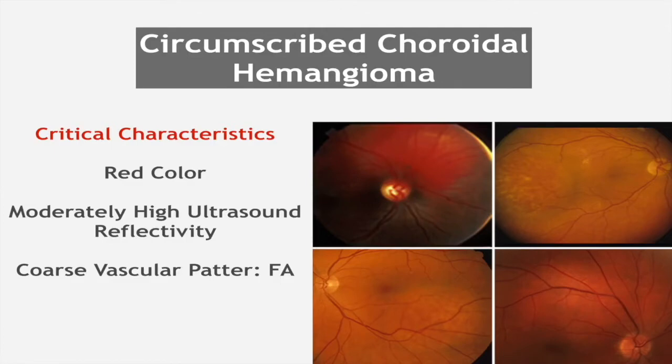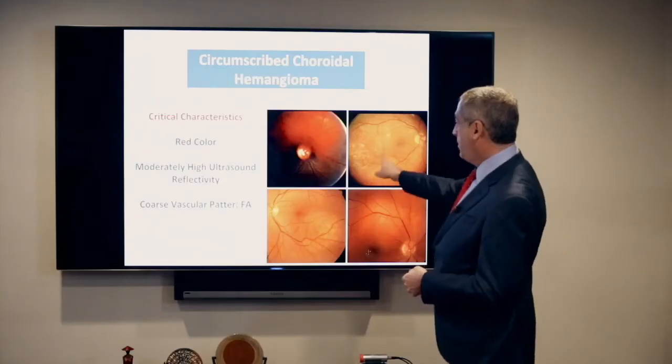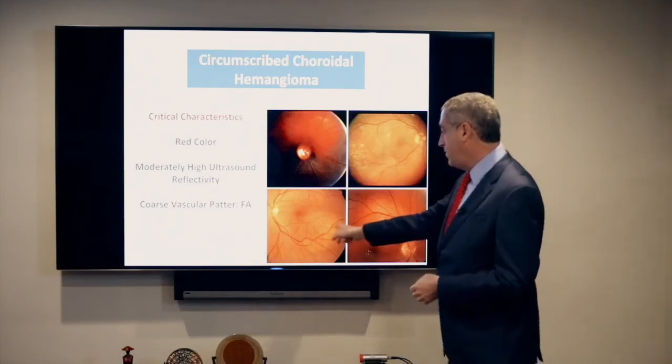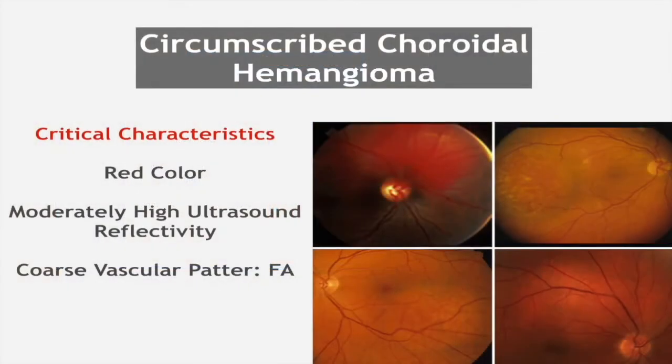So the circumscribed choroidal hemangioma, this is several cases. This reddish tumor next to the disc here, or this orange tumor that's temporal to the macula, or inferior to the macula, or supratemporal to the macula. All of these are hemangiomas. They tend to be reddish, have a moderately high internal reflectivity, and a coarse vascular pattern on angiography.